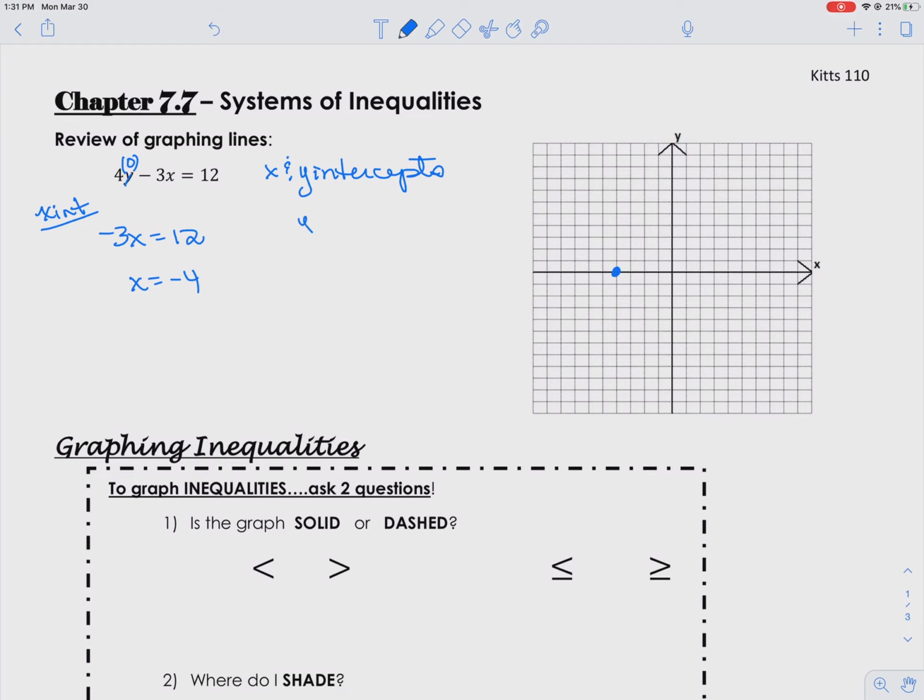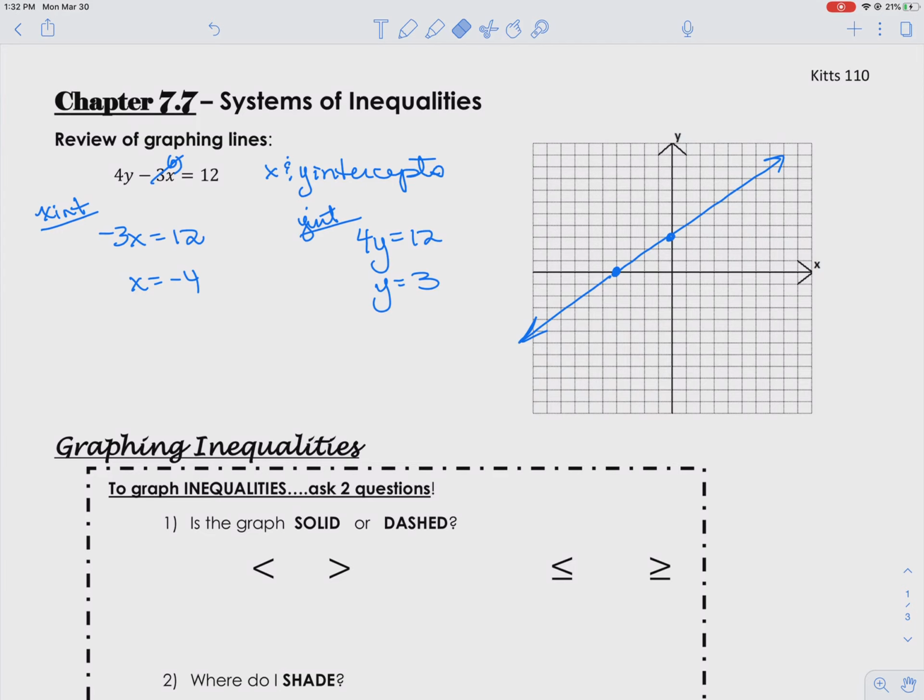To do the y-intercept, instead of letting the y be 0, you let the x be 0, so that makes that term disappear. All I have is my y, so my y is going to be 3. Then I just connect those two dots with a line, and I've got my line. That's what I call a shortcut to graph lines.